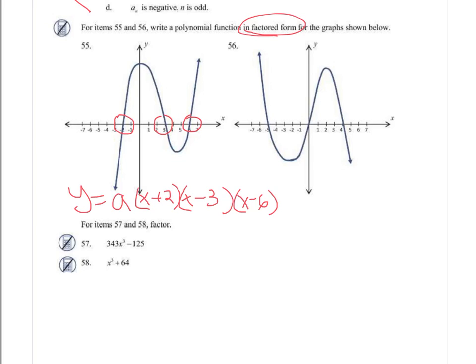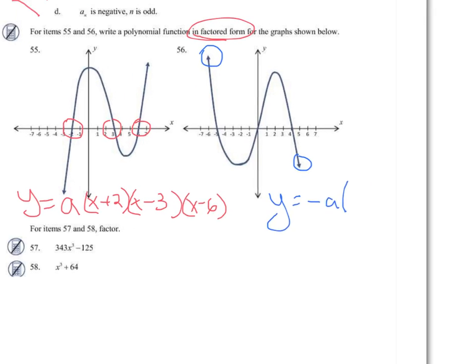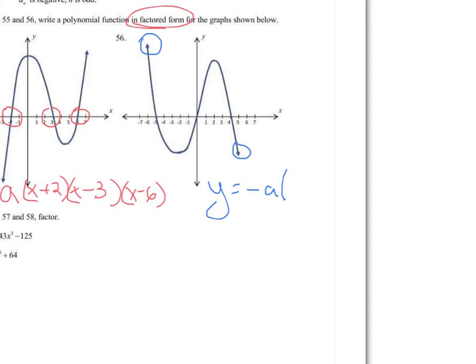Now the same thing for 56. But what I can tell for 56 is based on the end behaviors, it's going to be a negative leading coefficient. So when I hold the spot, I'm going to write a negative a. x minus negative 5, x minus 0 is just x, and then x minus 4.